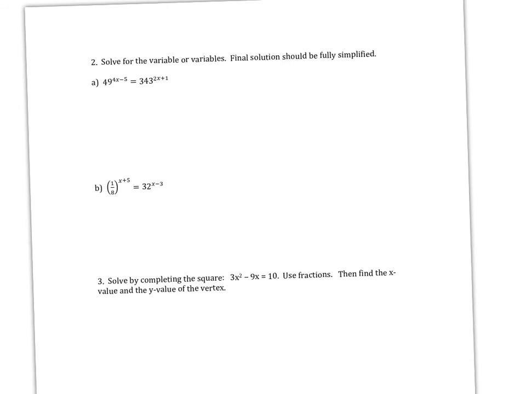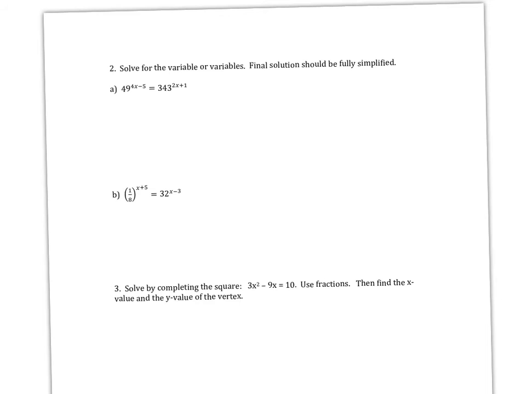Next one, solve for the variable or variables. Again, we're looking to get the base common on both sides. That's clearly going to be 7 here. So we have 7 squared to the 4x minus 5 is equal to 7 cubed to the 2x plus 1. And that means that we get 7 to the 2 times 4x minus 5, or 8x minus 10, is equal to 7 to the 6x plus 3.